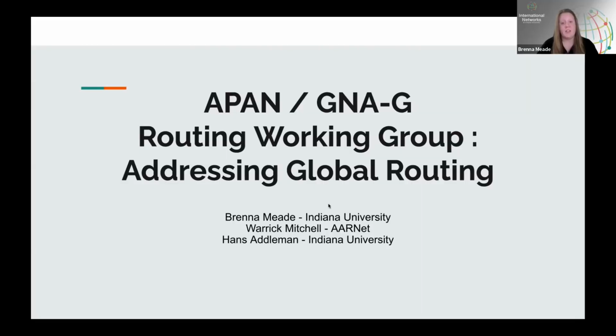The APAN-GNAG routing working group addressing global routing. I'm also joined by my co-chairs, Warwick Mitchell from ARNet and Hans Edelman from Indiana University.